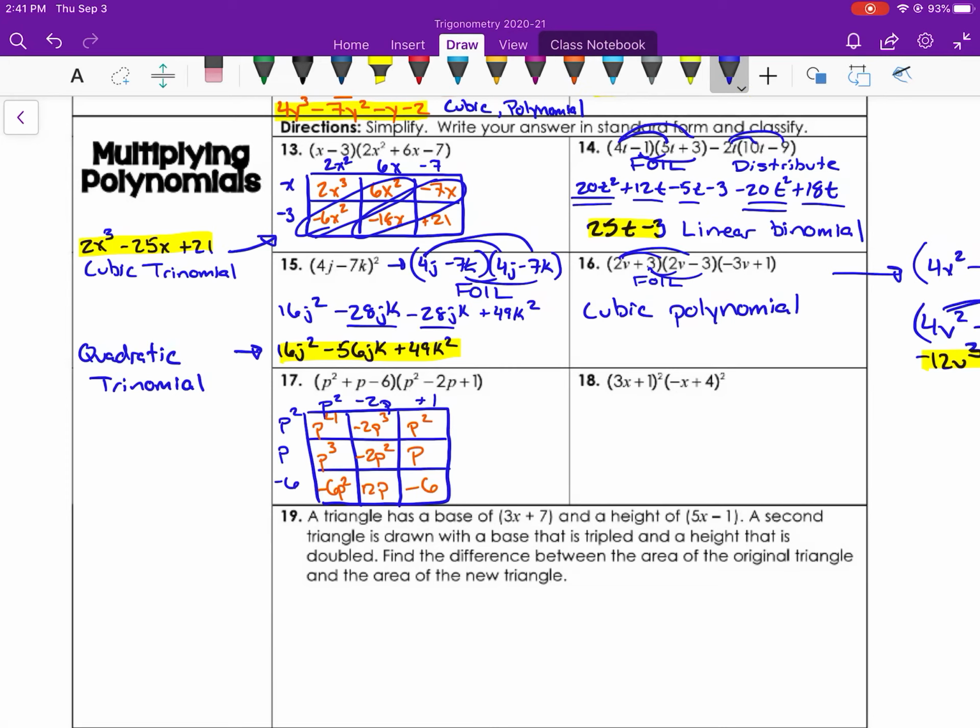Alright, let's look at our diagonals: cubes, squares, linear. Combine the like terms. I'm going to write it over here. So I got p to the fourth. 1 minus 2 is negative p cubed. Negative 6 and negative 2 is negative 8, plus 1 is negative 7p squared. And then you got 12p and 1p is 13p, minus 6. Big one. This is a quartic polynomial.